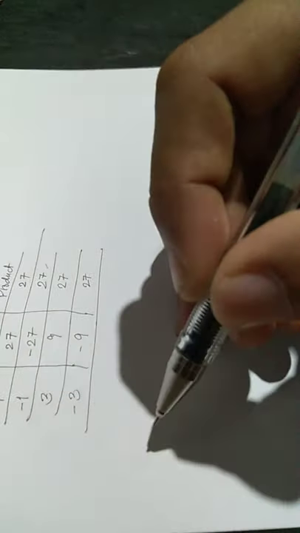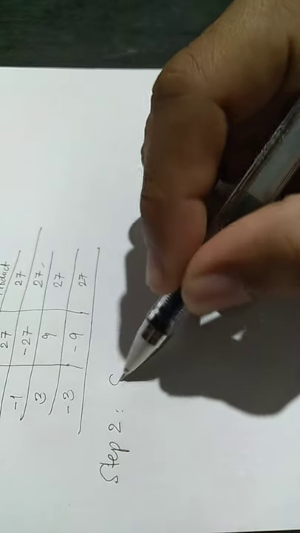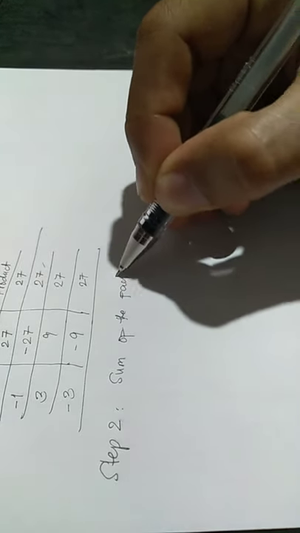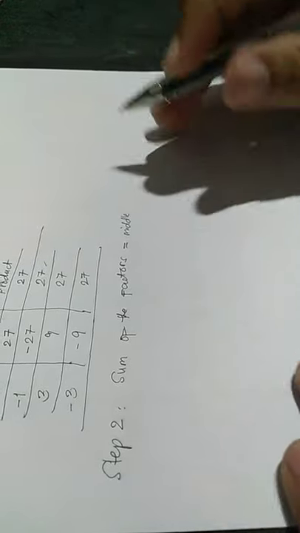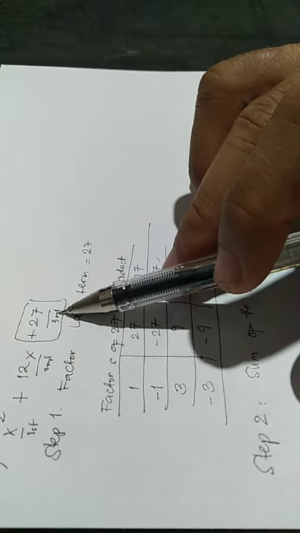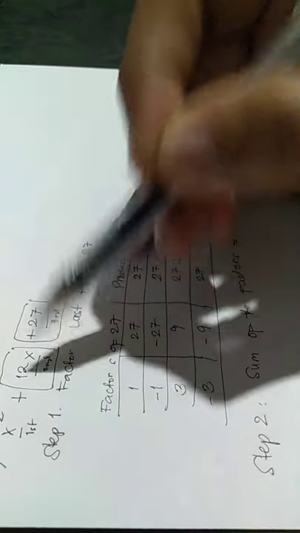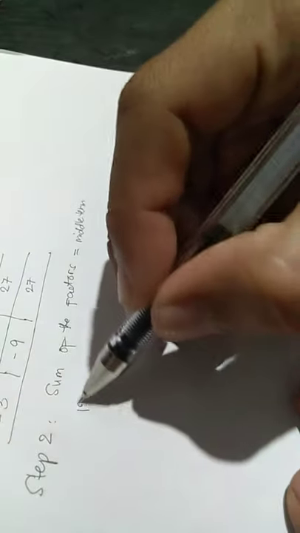Step 2. In step 2, we need the sum of the factors to equal the middle term. What is the middle term? From the given, this is the first term, second, and third. If 27 is the last term, then the middle term is 12x. So the sum should be 12.